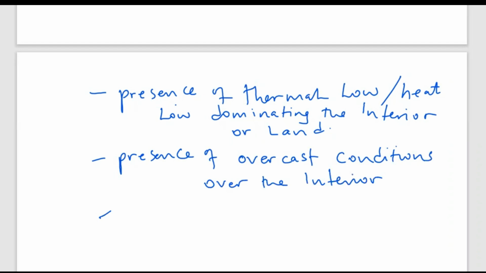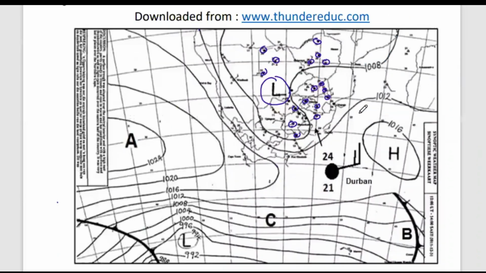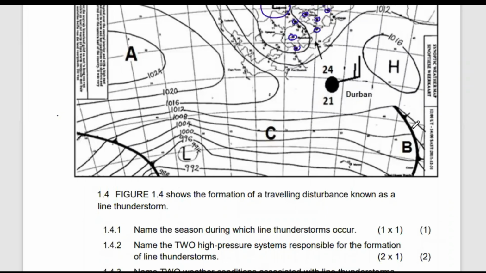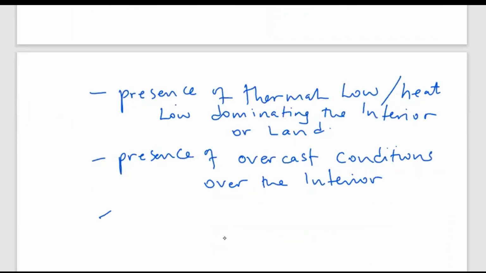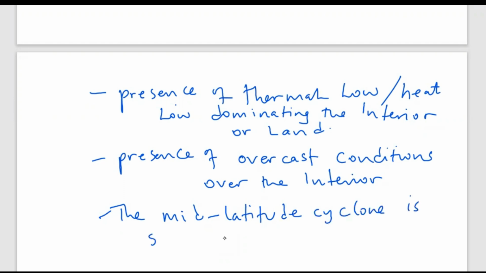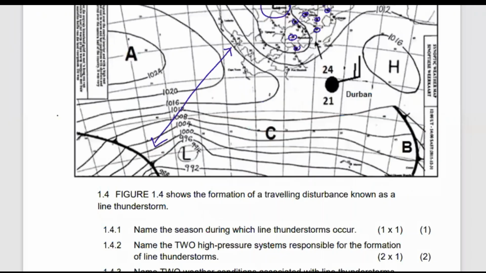Another evidence that we can talk about is the mid-latitude cyclone. I did hint before, previously, in the first question, that we normally look at the position of the mid-latitude cyclones. You can see that they are far away from the land. See? So if this happens, we are going to say that the mid-latitude cyclone is situated far away from the land. And this is typical, or this is common in summer.